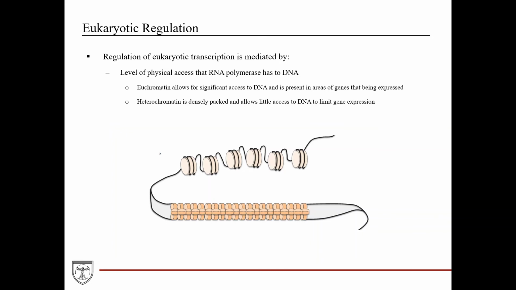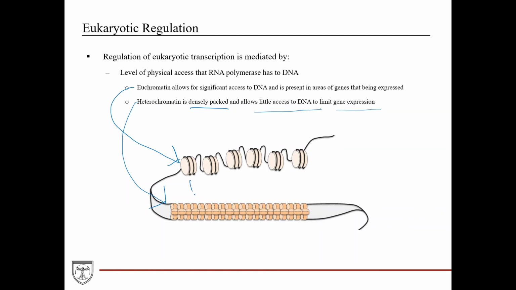So this first level of regulation we've actually already talked about in the first lecture when we talked about chromatin structure. So you have euchromatin, which is shown by this diagram here, and you have heterochromatin, which is shown here. And this is all about the physical access that RNA polymerase has to DNA. So in the case of euchromatin, you can see it unwinds, and then RNA polymerase has a lot of access, and other transcription factors can come in and access the DNA and carry out transcription. And then heterochromatin is densely packed and allows little access to DNA and limits gene expression.